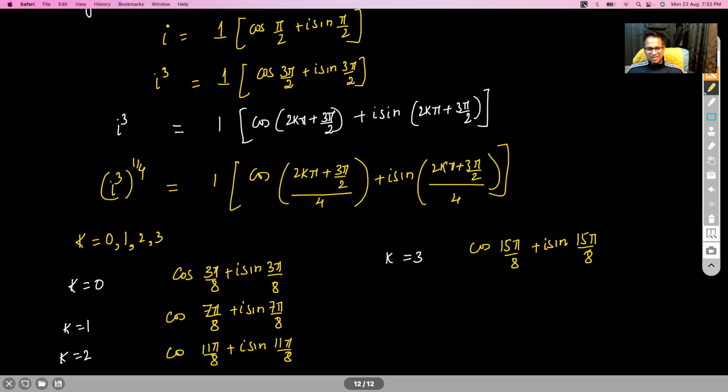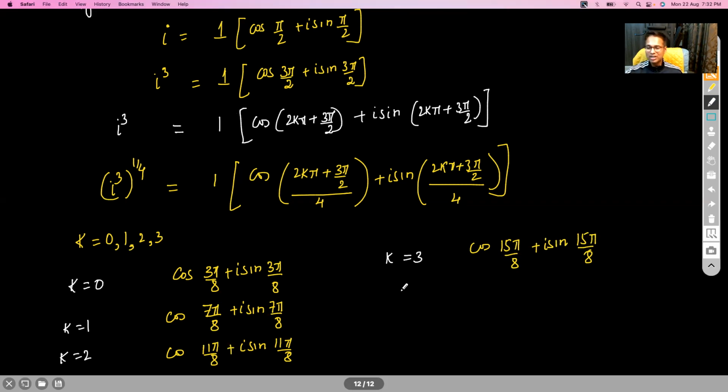Clear? Any questions? Any concerns? So these are your 4 values of your answer. This, and this. Okay, by the way, here if you notice, after this my arguments have overflown. That means it has gone beyond pi.